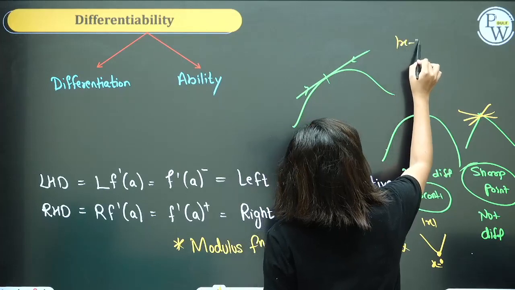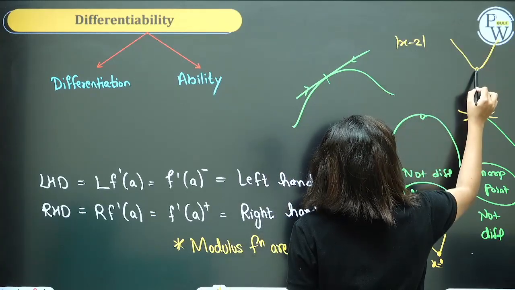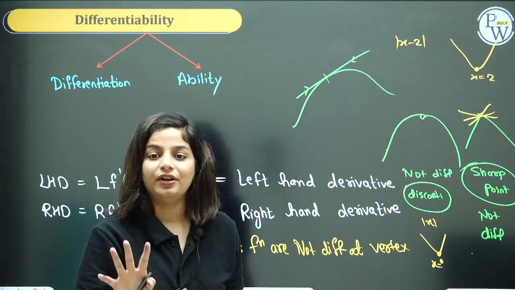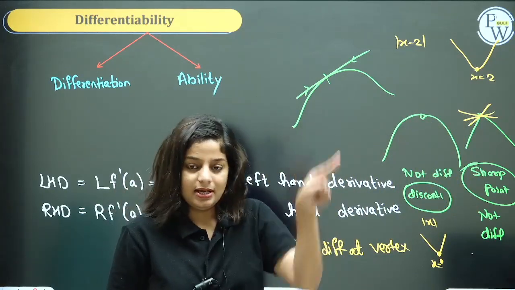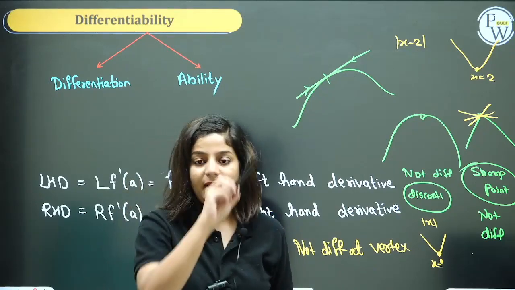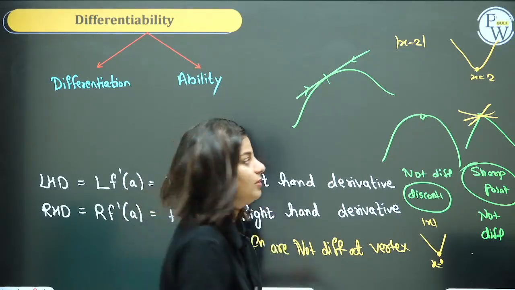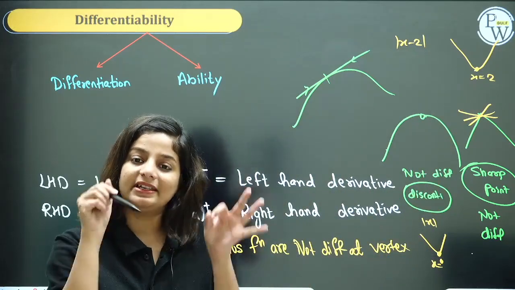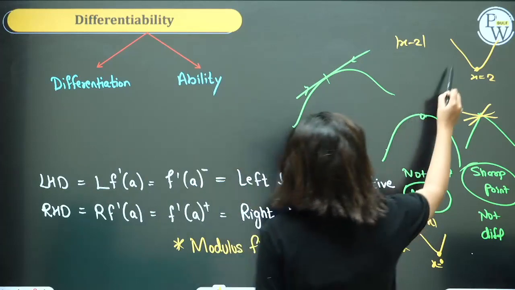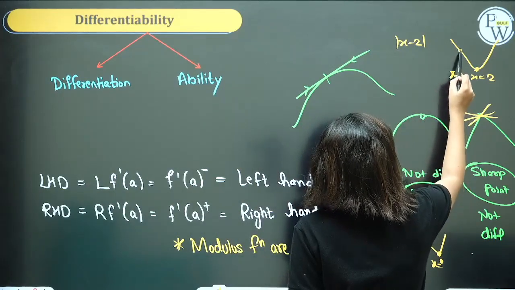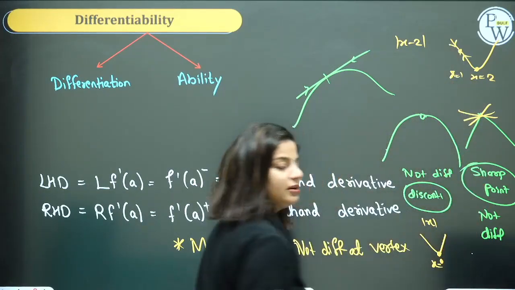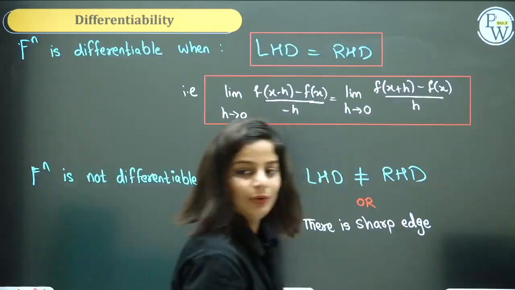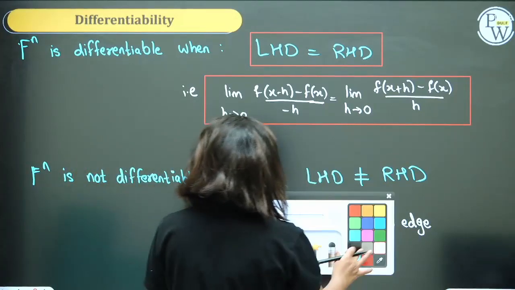Suppose there is a graph of mod of x minus 2. Where is the vertex? It is at 2. At x equal to 2, the graph is not differentiable. It is continuous, you can draw it without lifting the pen, but it is not differentiable. Why? Sharp point. So modulus functions are not differentiable at the vertex. At other points, like for example at x equal to 1, yes, it is differentiable. Left hand and right hand derivatives will match. But at the vertex, not differentiable. Alright. So look at this formula now.